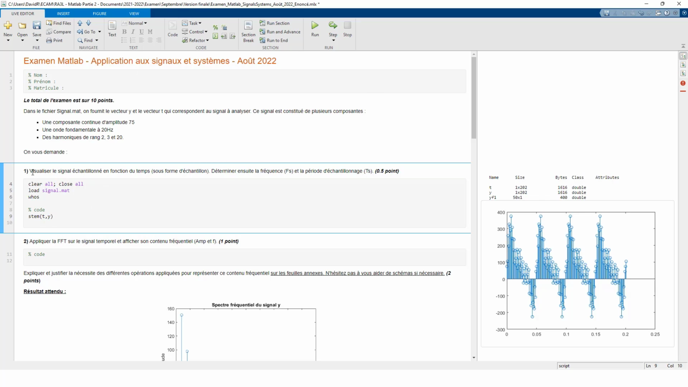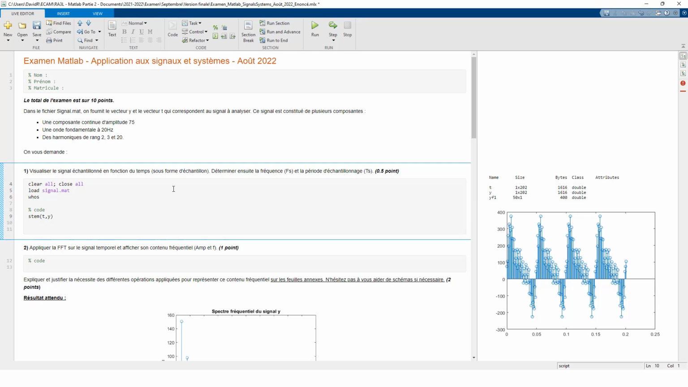Donc on a ici répondu déjà à la première partie qui était de visualiser le signal échantillonné en fonction du temps. On nous demande ensuite de venir déterminer quelle est la fréquence d'échantillonnage. Comment est-ce qu'on va pouvoir venir déterminer cette fréquence d'échantillonnage ? On va regarder simplement l'espacement qu'on va avoir entre deux instants du vecteur temps. Alors ça, on peut le faire à l'aide de la commande diff sur le vecteur temps.